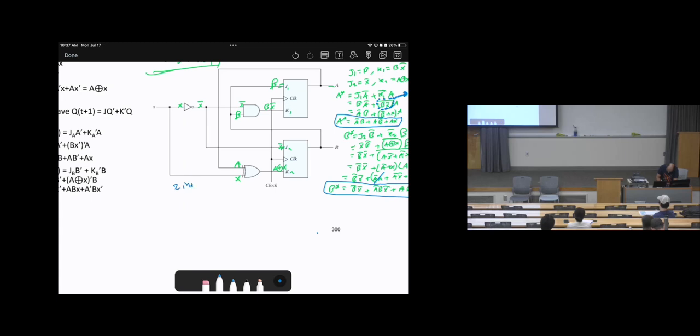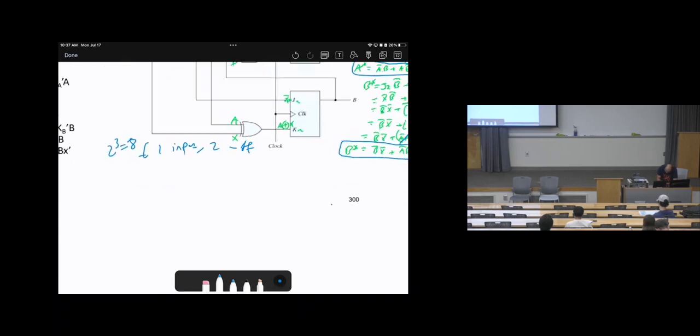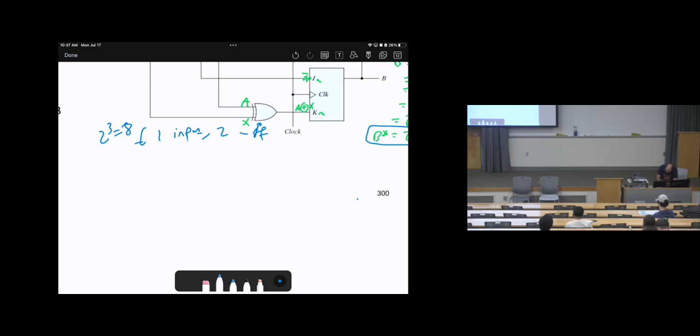Okay, 1 input, 2 flip-flops. Therefore, 2 power 3 equals 8. Then, let me rewrite it here. Present states, we have A and B. Then inputs, which is X. After that, we have next states. We don't have outputs here.